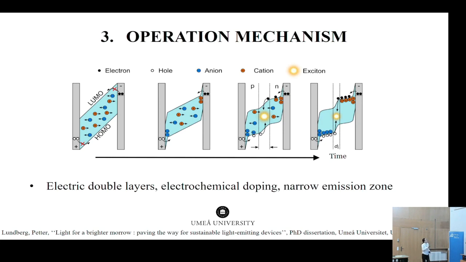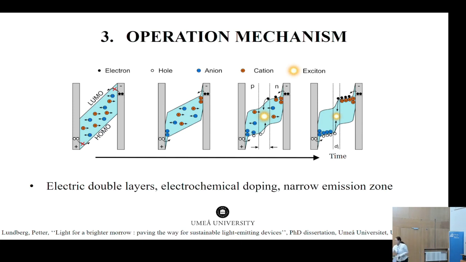When we bias between these electrodes, first the ions will move towards the electrodes. Later, there will be an electric double layer near the electrode interface. This will help the electron and hole injection into the HOMO and LUMO of the electroluminescent polymers. This is the electrochemical doping process. Between these p- and n-type doping regions, there will form a p-n junction. This region defines the emission zone. We call it the emission zone.